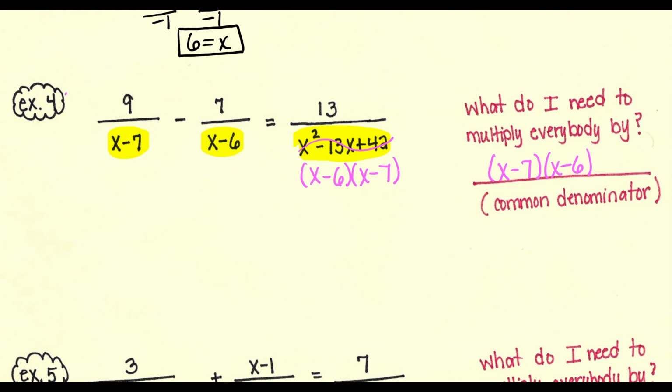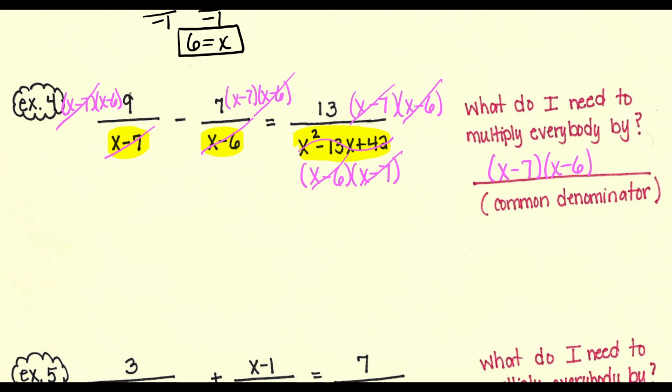So multiply every single term by an x minus 7 and an x minus 6. All right, let's cancel what we can. The x minus 7's cancel. The x minus 6's cancel. And they both cancel on that one. So see what you're left with.